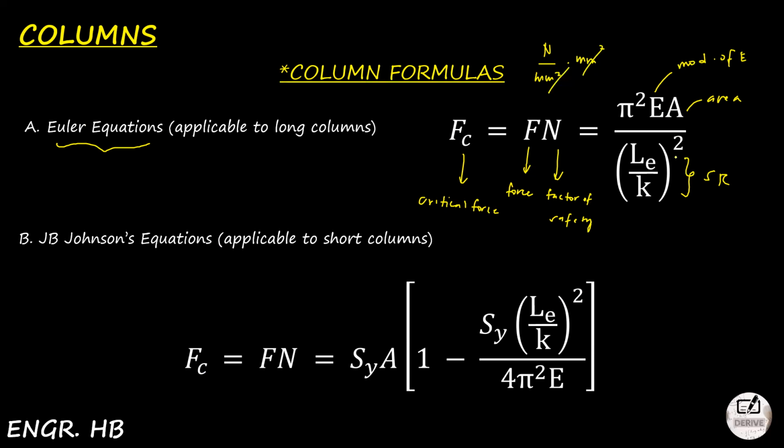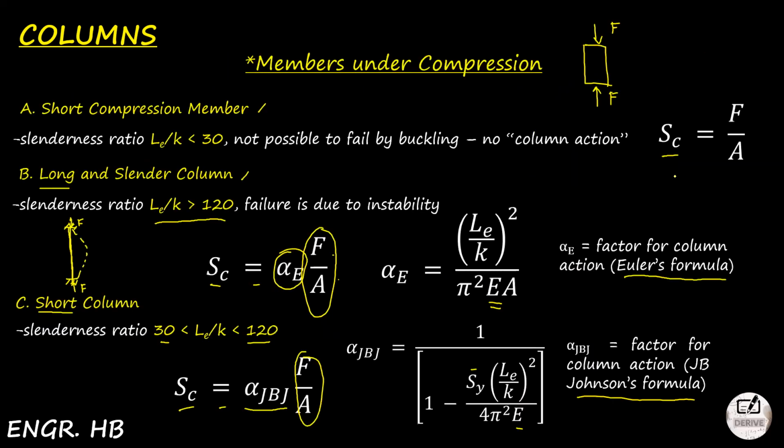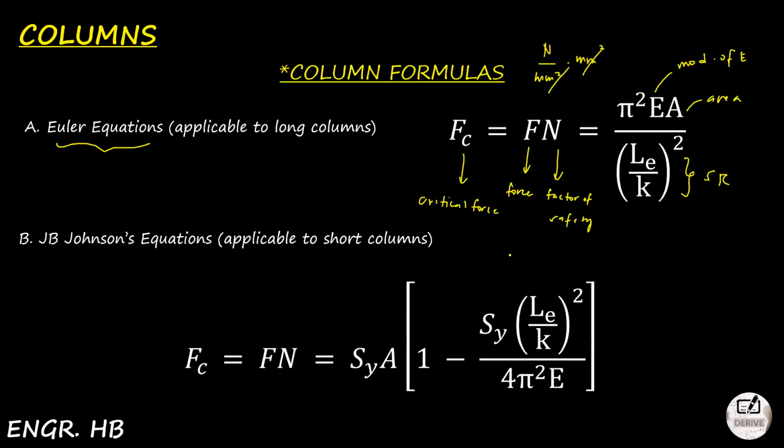And in order for you to memorize this one, just go back to the column factor, which is ito. So ipag-reciprocalin mo lang siya. So that was SR squared or slenderness ratio squared over pi squared EA. So magiging pi squared EA over slenderness ratio squared. Kasi nga force naman ang tinutukoy dito.